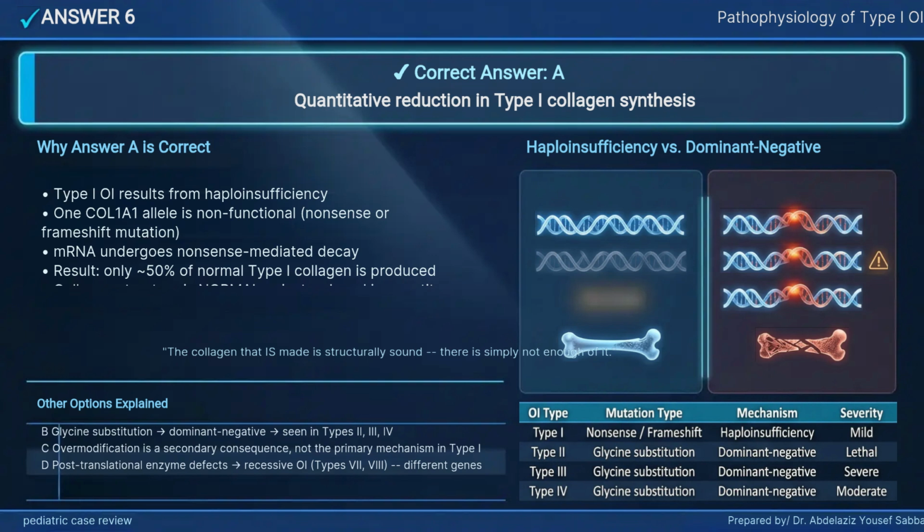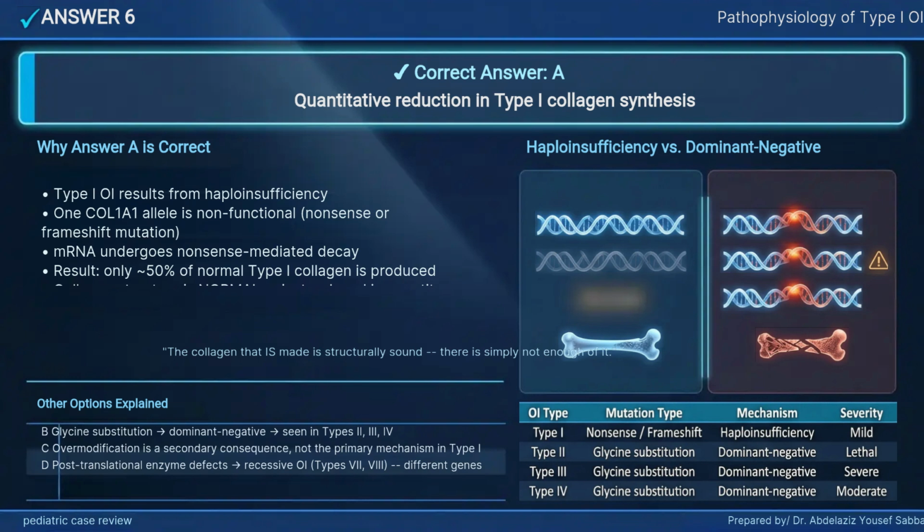The correct answer is option A, quantitative reduction in type 1 collagen due to haploinsufficiency. Type 1 osteogenesis imperfecta results from haploinsufficiency. One COL1A1 allele is non-functional due to a nonsense or frameshift mutation. The messenger RNA undergoes nonsense-mediated decay, and as a result, only approximately 50% of normal type 1 collagen is produced. Crucially, the collagen structure is normal, it is just reduced in quantity, leading to mild to moderate bone fragility.